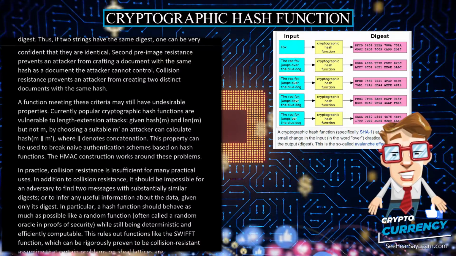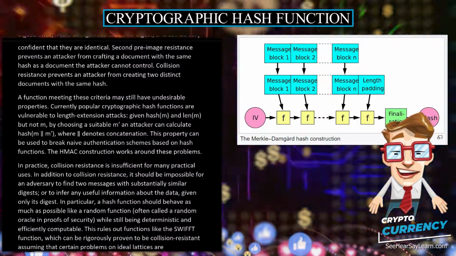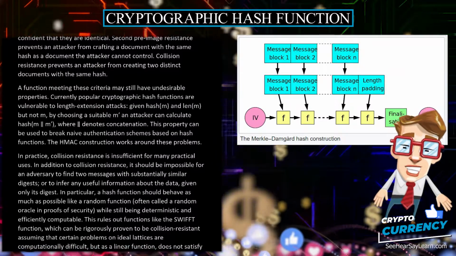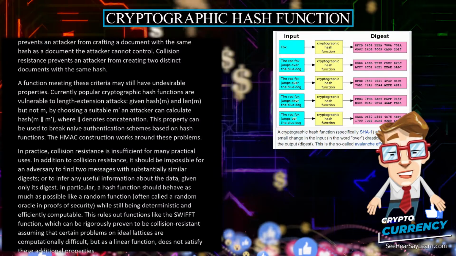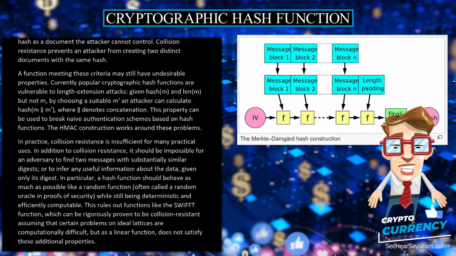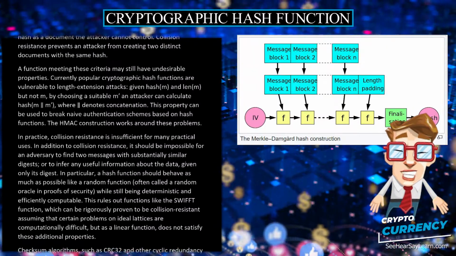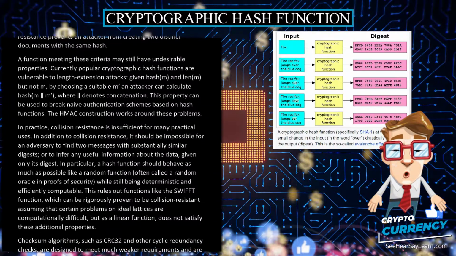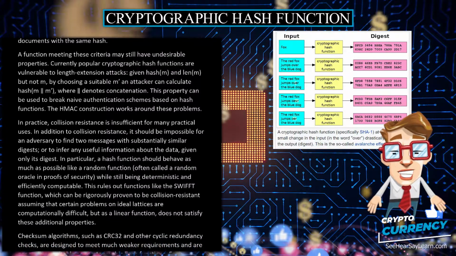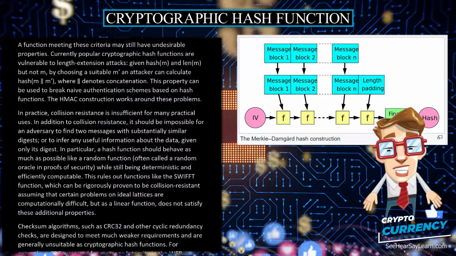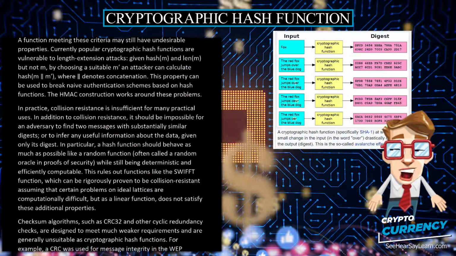A function meeting these criteria may still have undesirable properties. Currently popular cryptographic hash functions are vulnerable to length extension attacks: given hash(m) and len(m) but not m, by choosing a suitable m', an attacker can calculate hash(m || m'), where || denotes concatenation. This property can be used to break naive authentication schemes based on hash functions. The HMAC construction works around these problems.